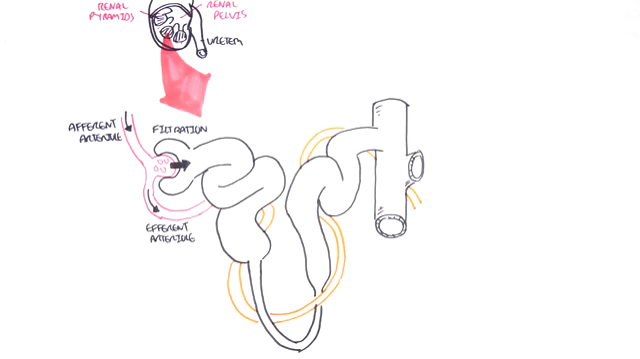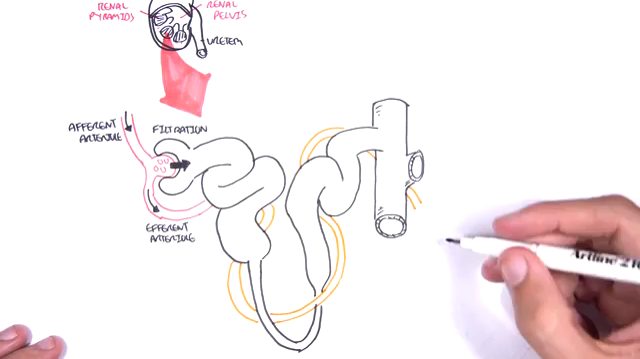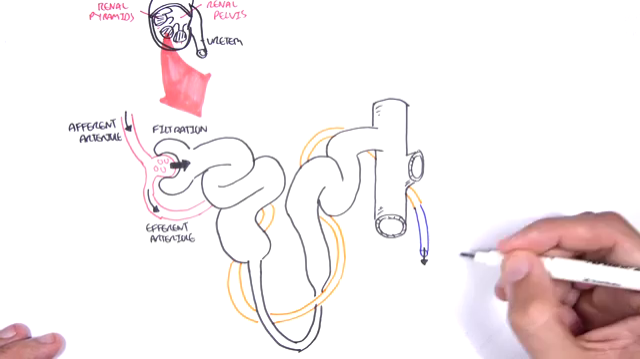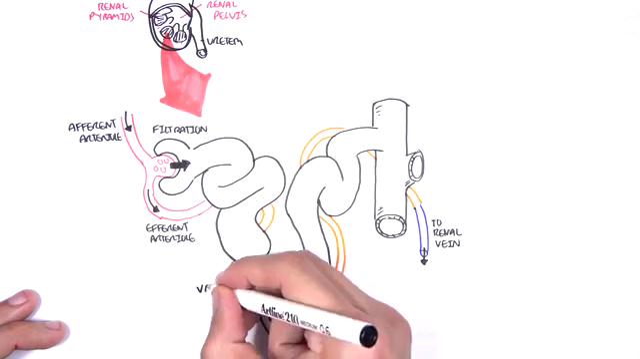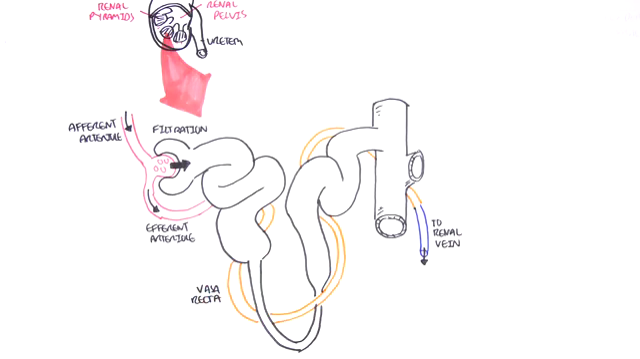The vasa recta's role is to reabsorb things from the filtrate that is within the nephron. As well, the vasa recta will secrete things that it doesn't need. It will secrete things from the blood back into the nephron as filtrate. The vasa recta will then leave and join with other veins to form essentially the renal vein.